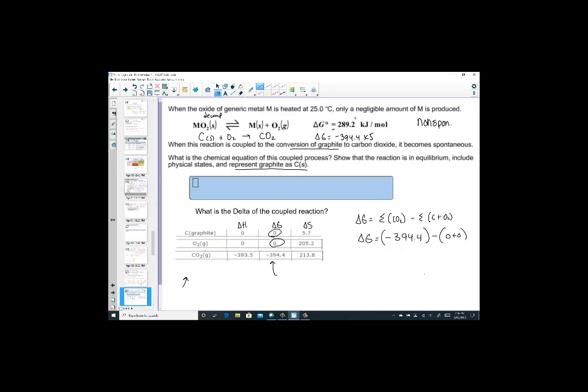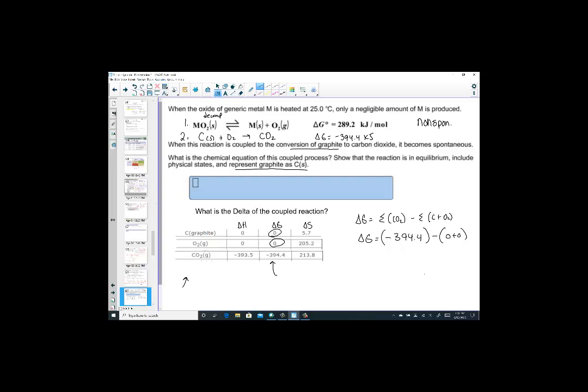We have a positive delta G for the first. That's the decomposition of a metal oxide. That's our first elementary reaction. The second elementary reaction had us couple the conversion of graphite into carbon dioxide, and we determined its delta G by using thermodynamic properties from our chart.